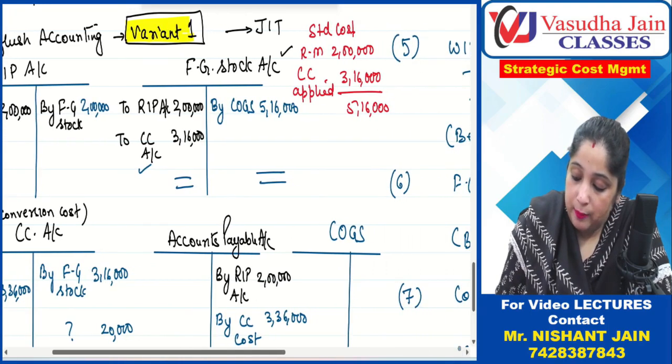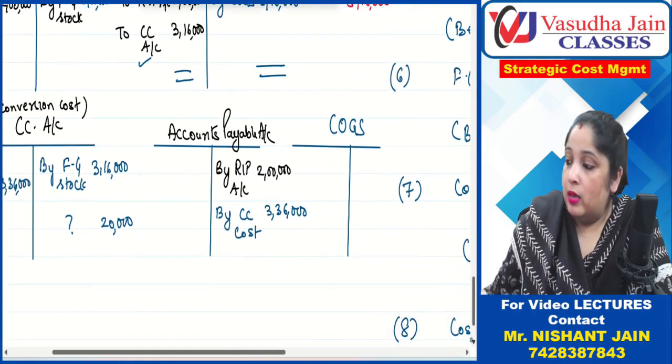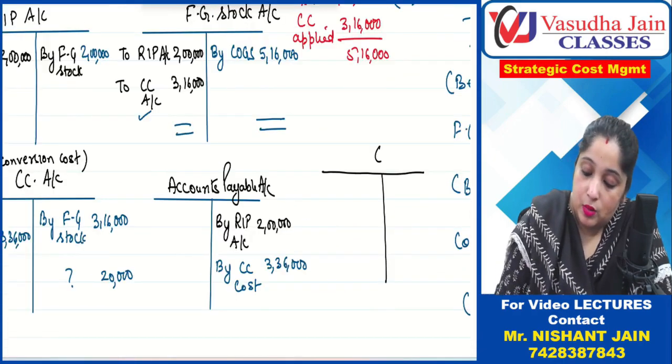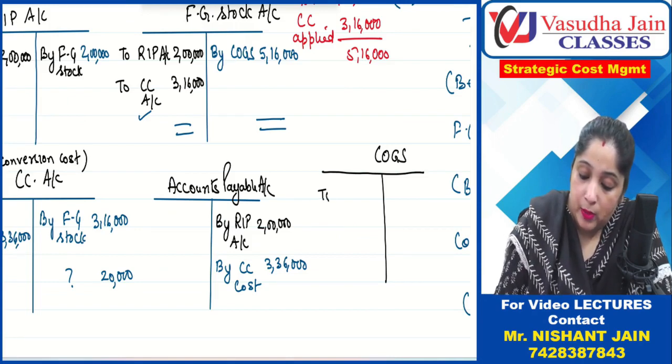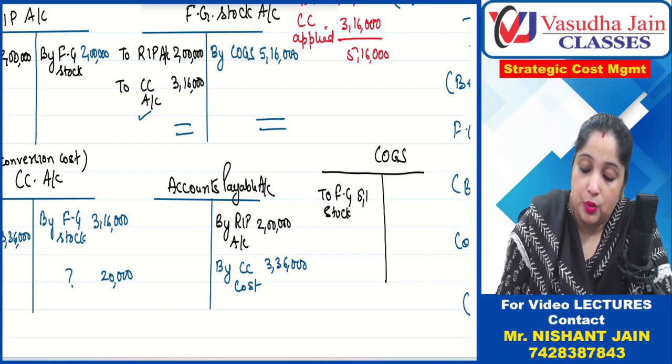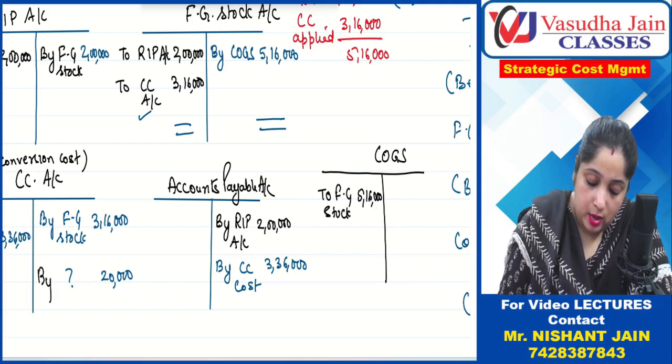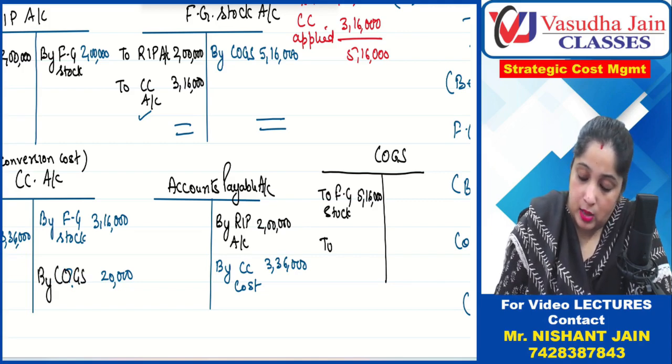Then we will post these entries here. Here it is credited, so here it will be debited. So cost of goods sold. Now here it will be to finished goods stock account 5,16,000, and this loss from here will be transferred to cost of goods sold. So to CC account 20,000.